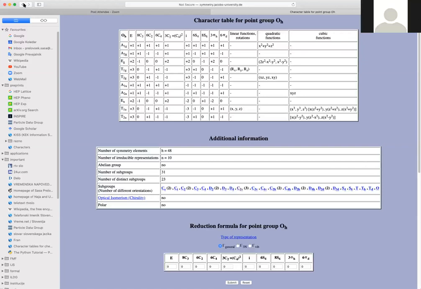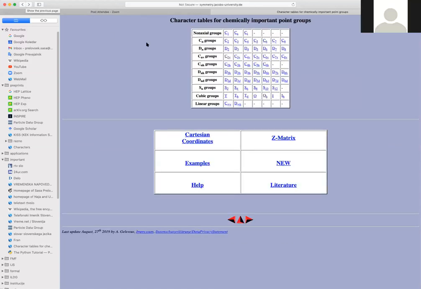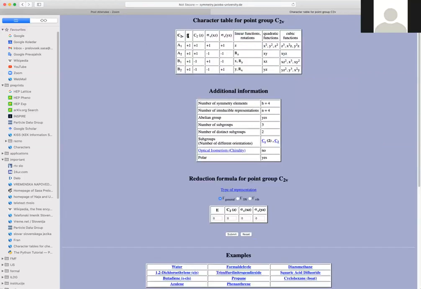Okay. We will make an example with this group as an exercise, C2V, because it only has four elements. The symmetry will be much reduced. You see here, there are only four irreps and four elements, and these are the characters. Okay, so the major point is that characters are easily obtained for any group you will probably be interested in.